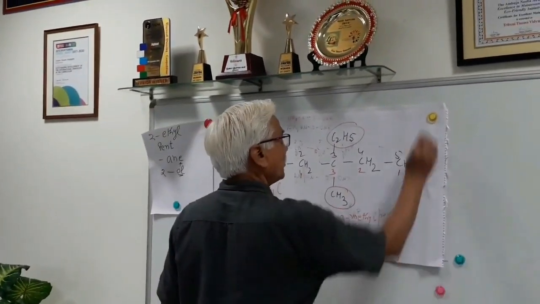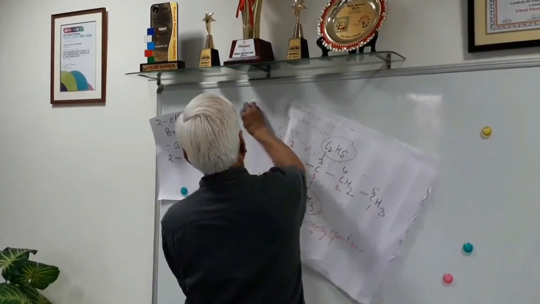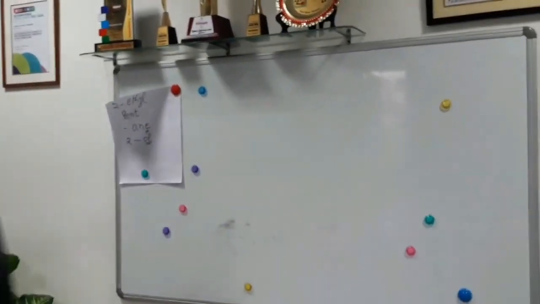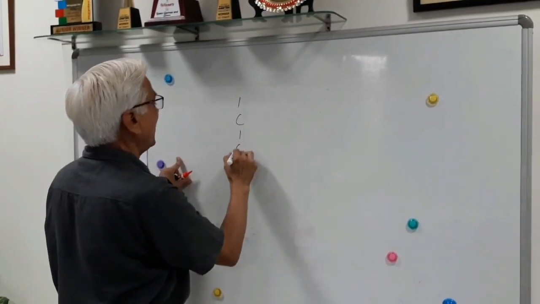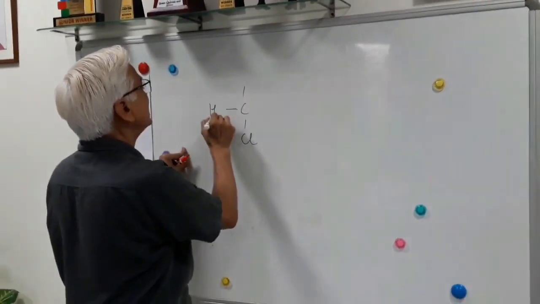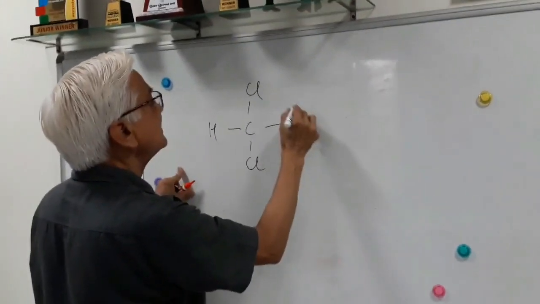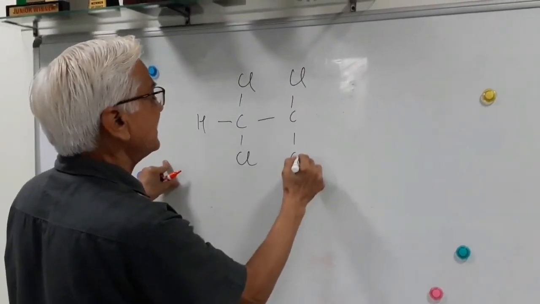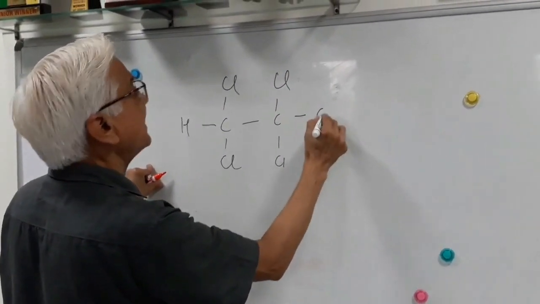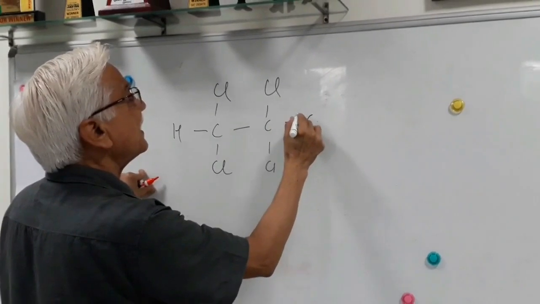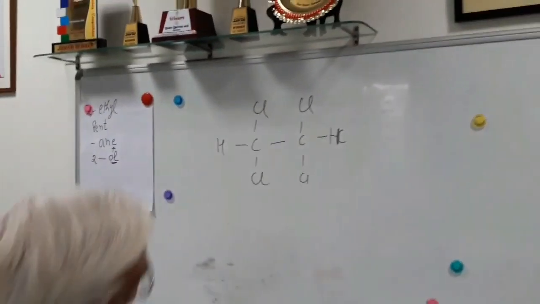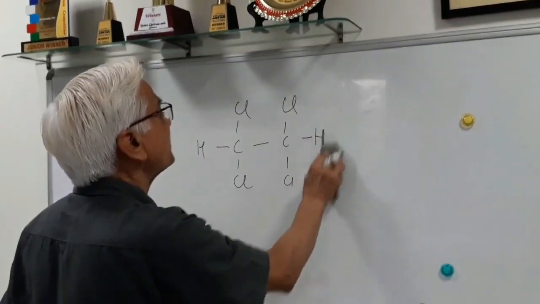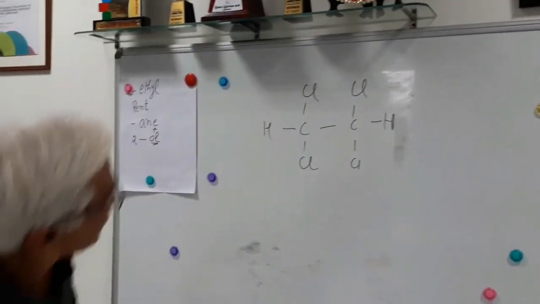Then one or two more examples. I will take, say for example, this one. I have Cl, Cl, Cl, Cl, and say H over here. This is one example. It's a very simple type of example.